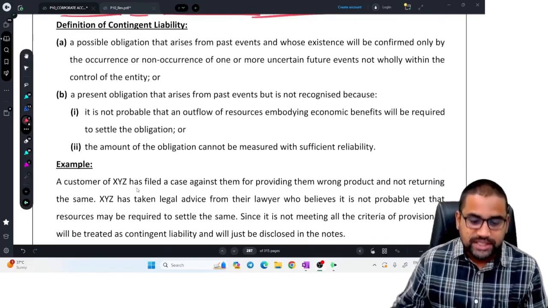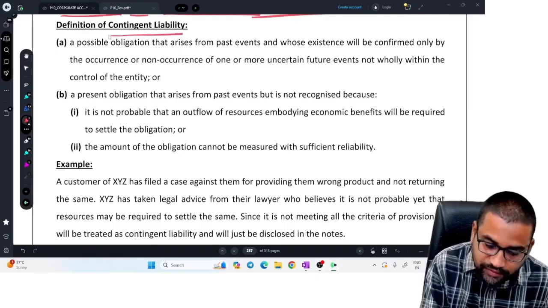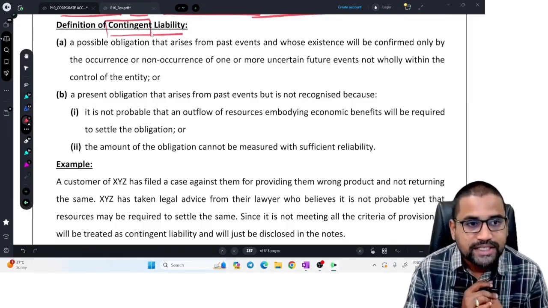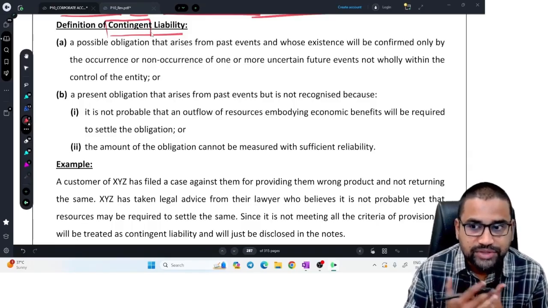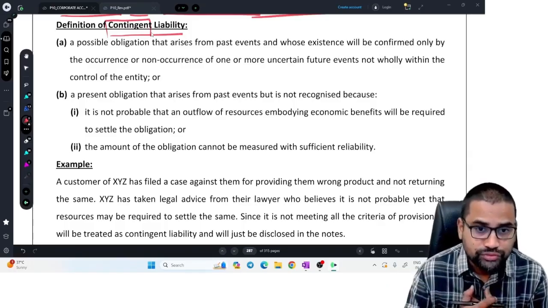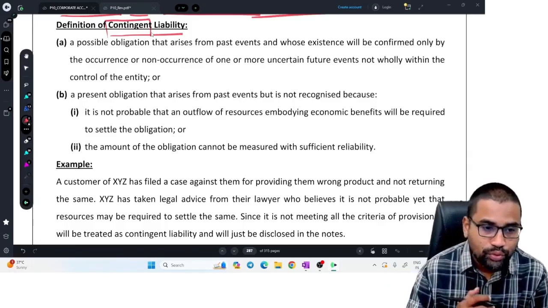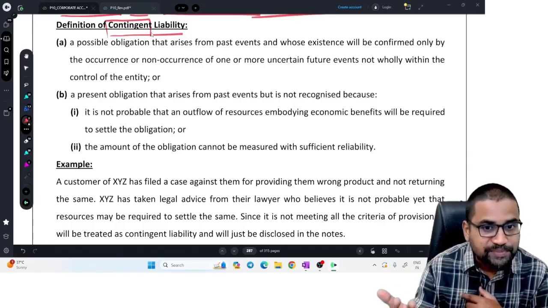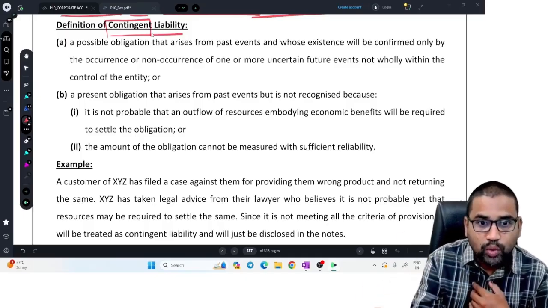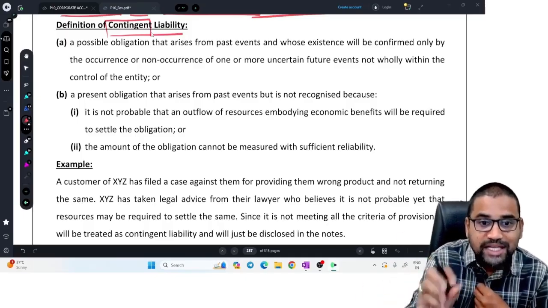First we will discuss what is contingent liability. First of all, what is the meaning of the word contingent? Contingency factors, they say, contingent situations. See, we don't know what is going to happen in future. So the things we expect may happen or may not happen. That is not in our control. Then we call them contingent.